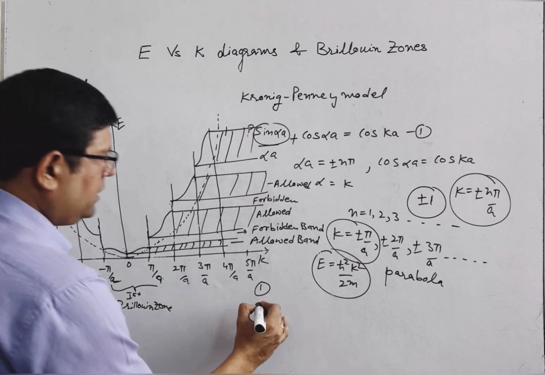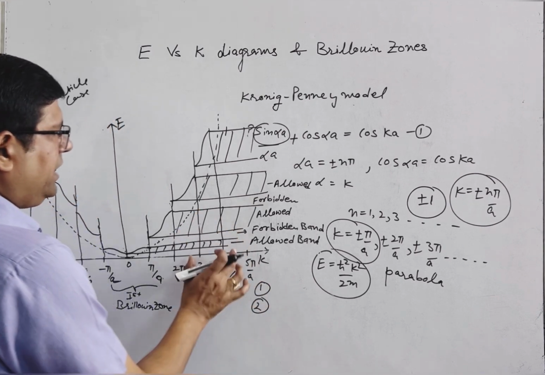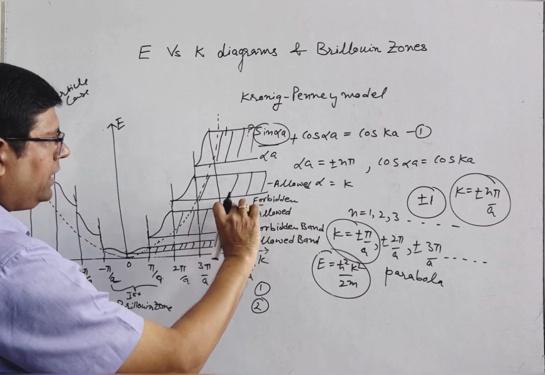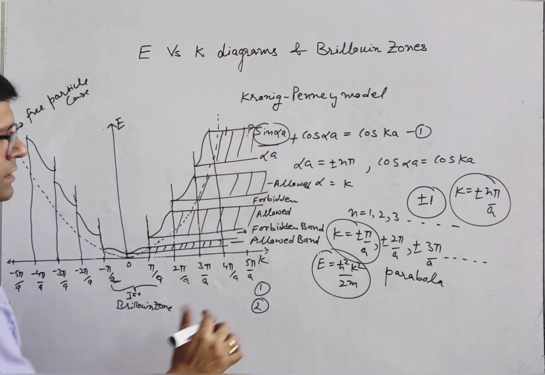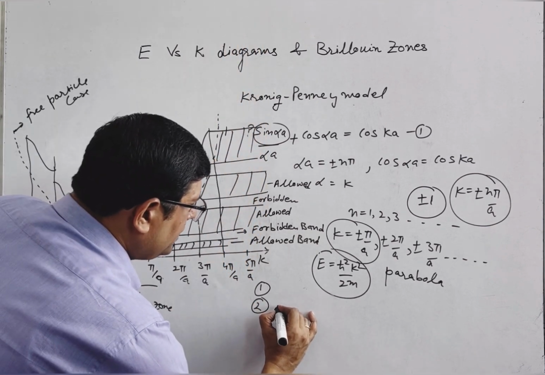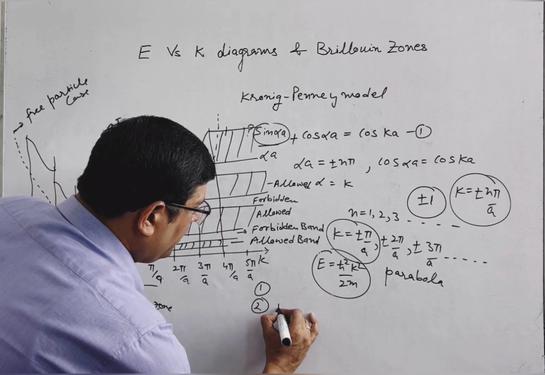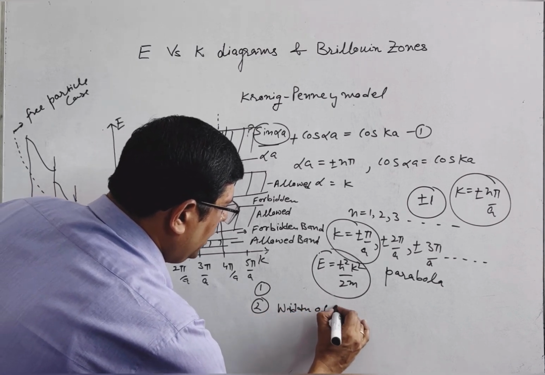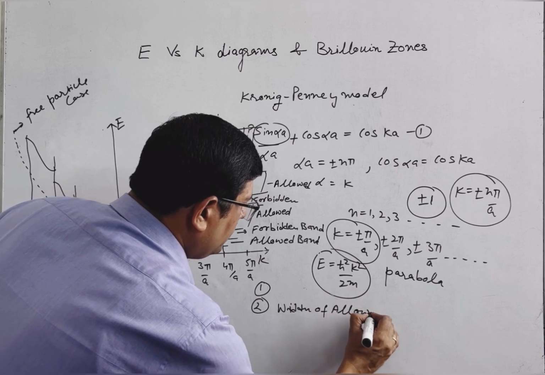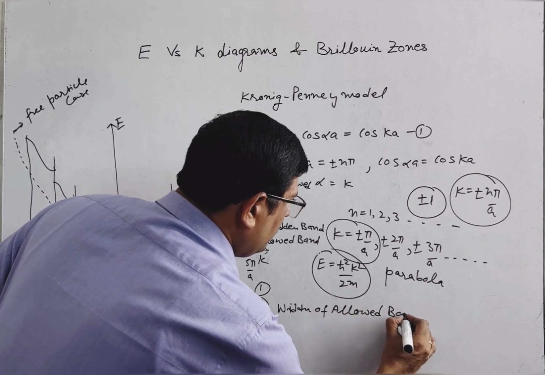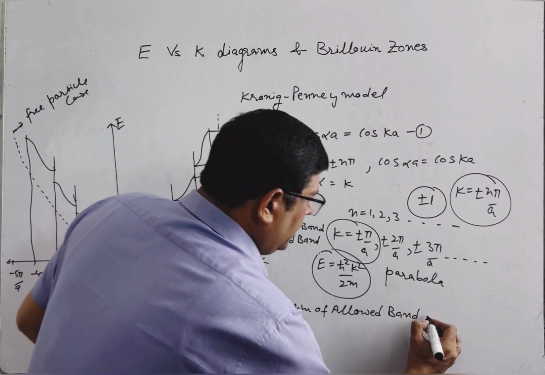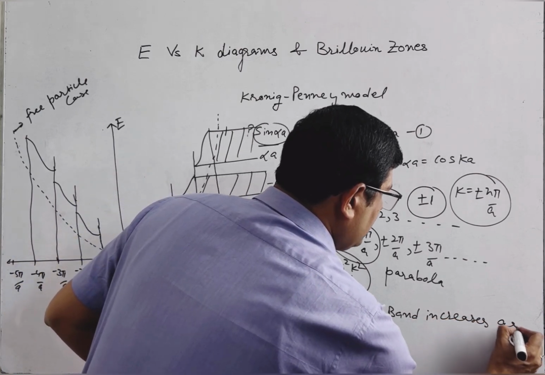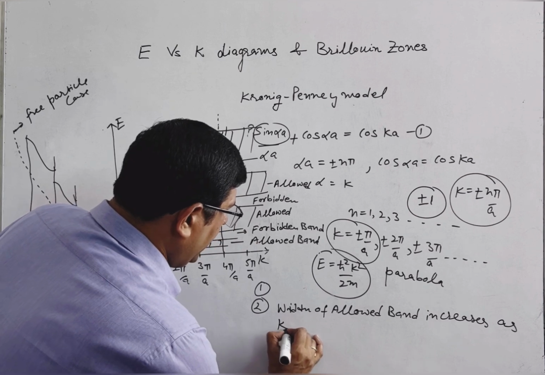And second point is, you can see clearly that the width of this allowed band is increasing as the value of K is increasing. Width of the allowed band increases as K increases.